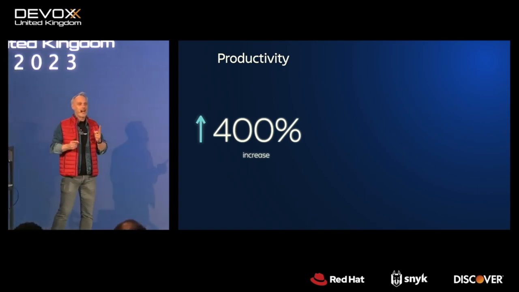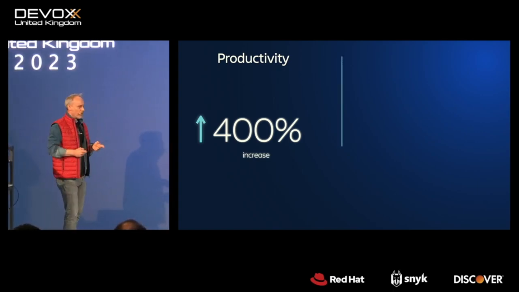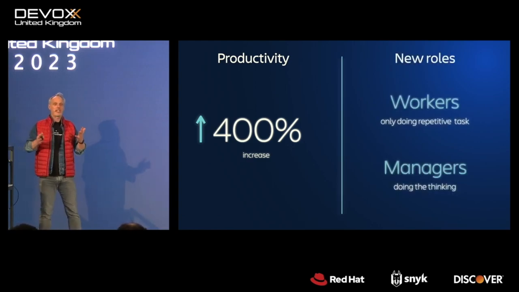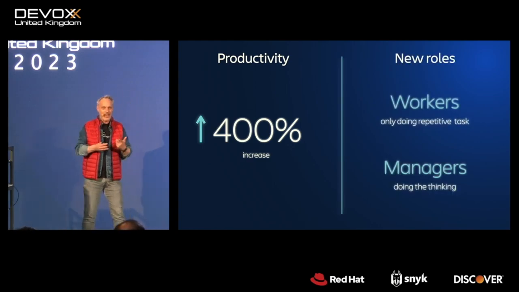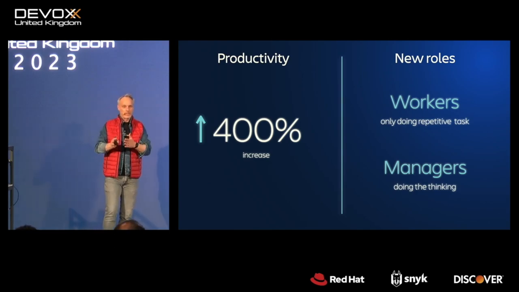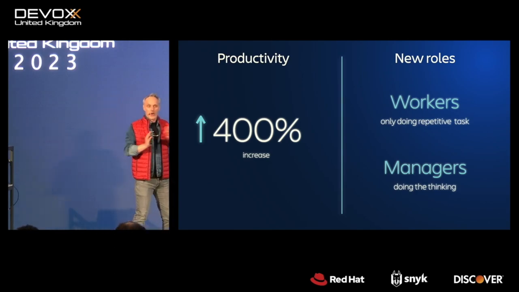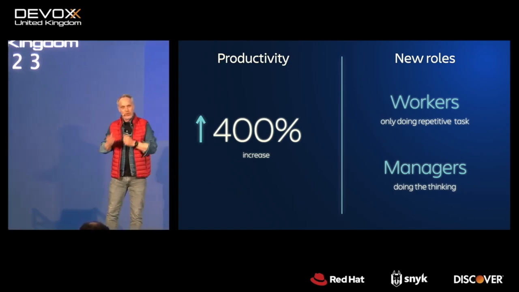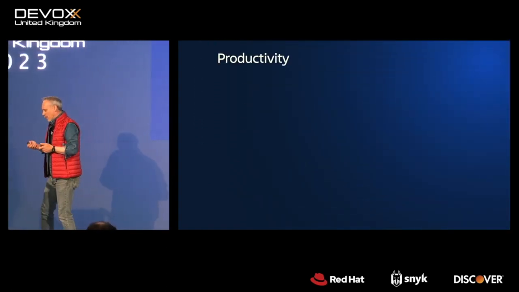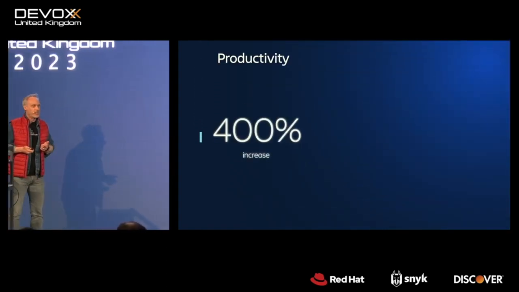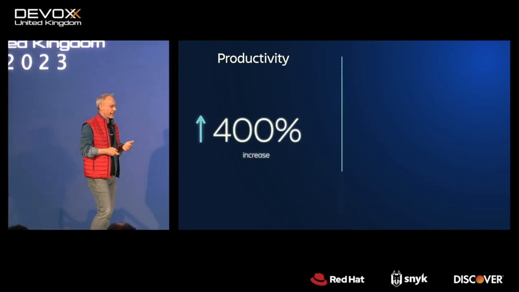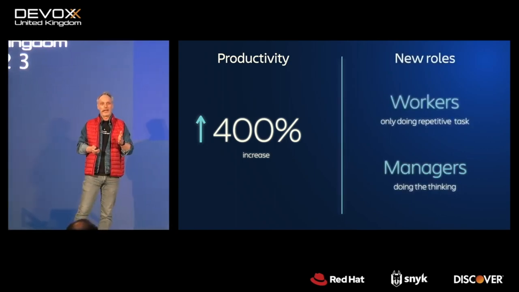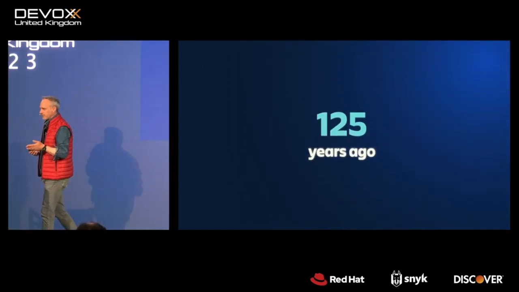But everything comes with a flip side, right? The workers were doing repetitive tasks. They were doing things over and over again because Frederick Winslow Taylor told them what they should do, and they were just doing it. And then the managers were actually doing the thinking, right? So he introduced the managers to do the thinking. So this is 125 years ago, right?